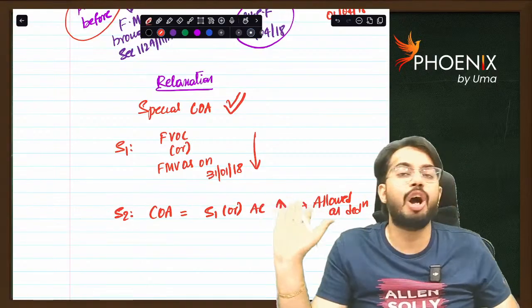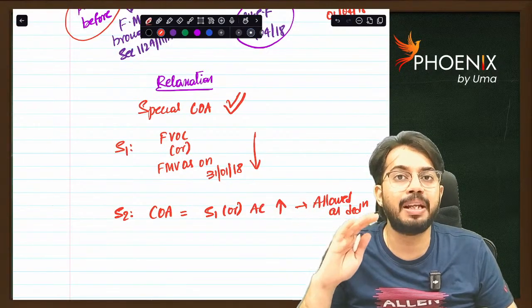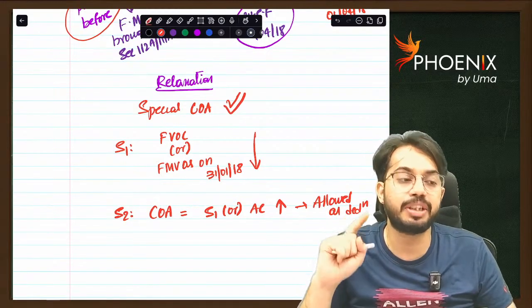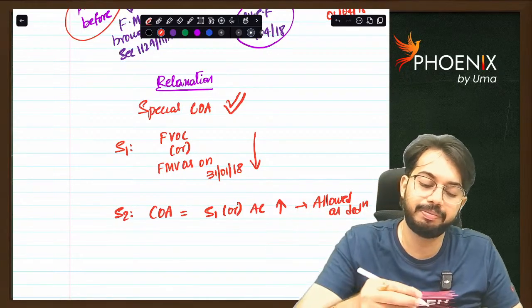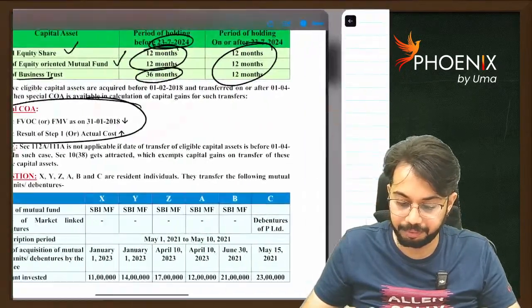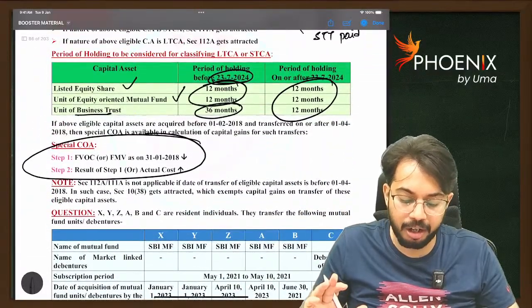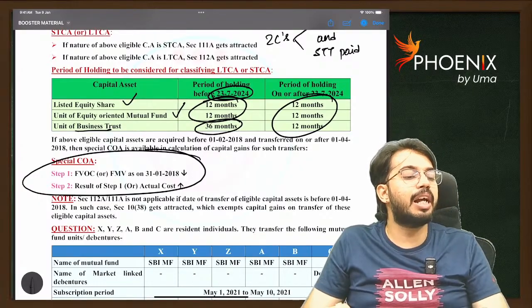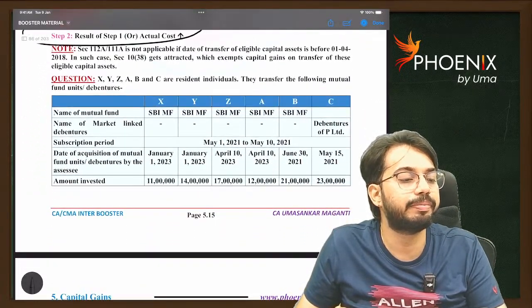Indexation benefit is not available. That means even though the capital asset is a long-term capital asset, even though the capital gain is long-term capital gain under section 112A, still indexation benefit is not available. So this is all about section 112A, or triple 1A. Did you understand 112A? Shall I proceed further?